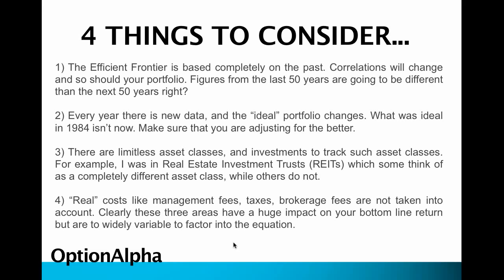Remember that there are real costs like management fees, taxes, and brokerage fees that are not taken into account with the efficient frontier. It's just purely the best mix of stocks. So clearly these areas have a huge impact on your bottom line return, but are widely variable to the equation. So make sure, as always, that even though you think you have the most optimal mix, that you look at what securities are being added to your portfolio and how much they cost you both on a fee basis and on a tax basis.